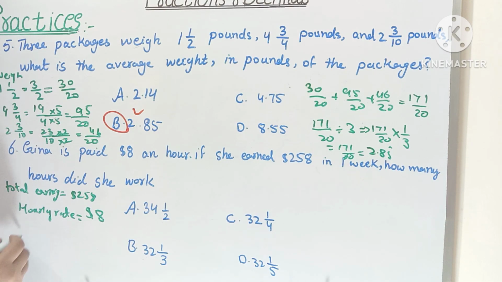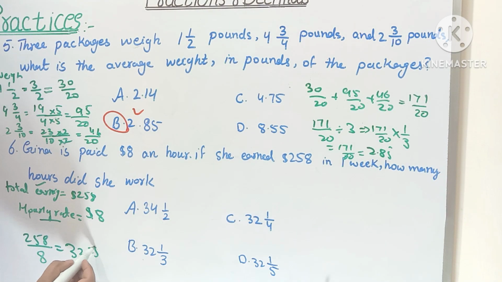Now, what will we do? 258 divided by 8 to find how many hours Gina worked. Divide her total earning by her hourly wage. My answer is 32.25. Gina worked 32.25 hours that week.